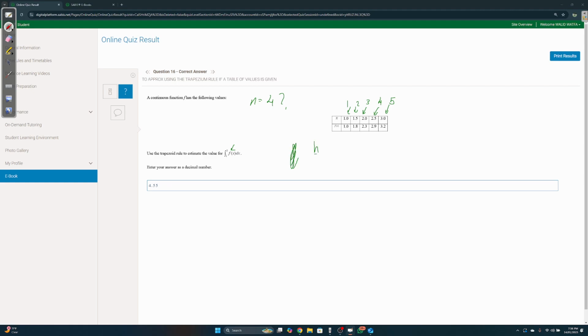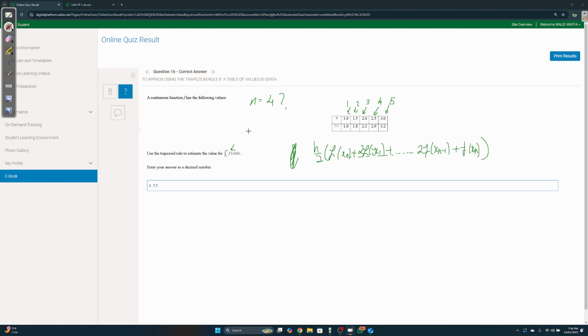So start with h over 2 times f of x0, plus 2 times f of x1, plus so on and so on until 2 times f of x(n-1), plus f of xn, right?